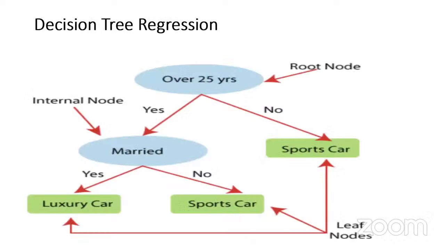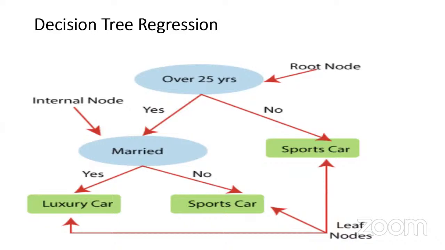Decision tree regression is another regression method. Let us say, for example, over 25 years is the root node, and in case he is no, then he is not over 25 years, you may use Code Star. And in case yes, if he is married, internal node. If yes, married, then he may use a luxury car. Of course, income should also be high. Then no means he may use a sports car. So this is some analogy or some relation which we are trying to establish between the different variables.